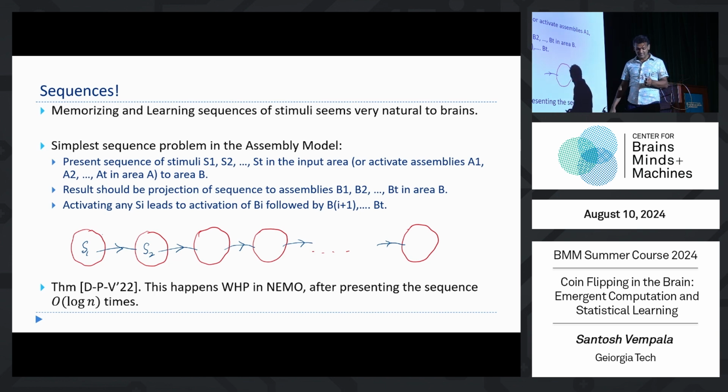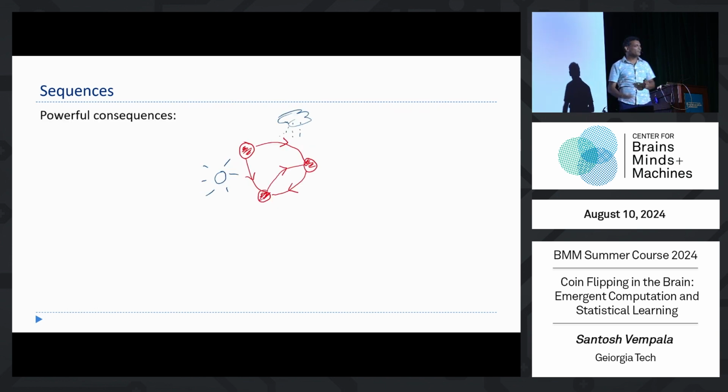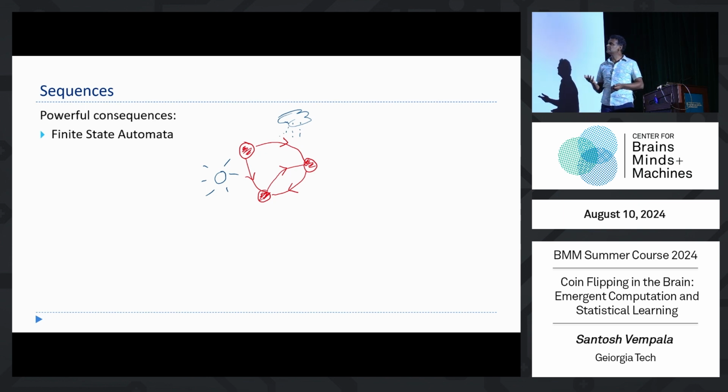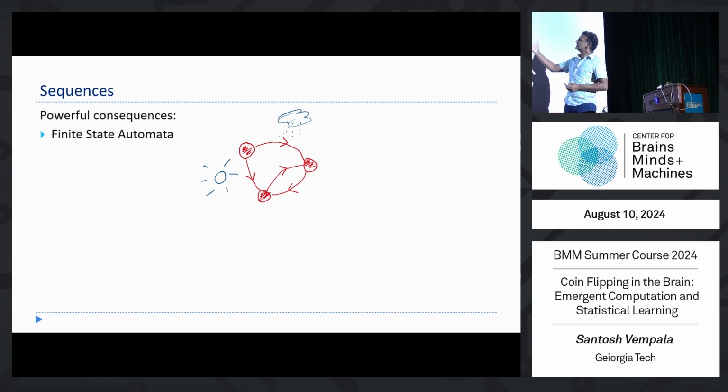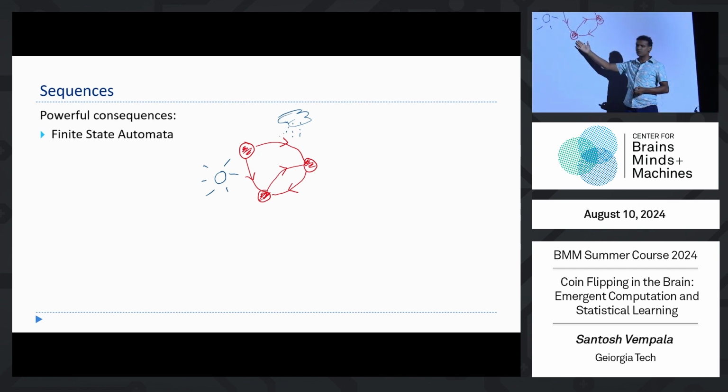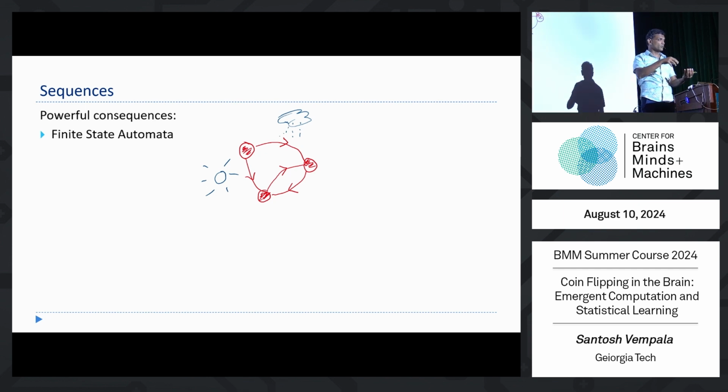Sequences. Great. But sequences have very powerful consequences. Basically, once you have sequences, you can do finite state automata. What do I mean by this? What is a finite state automaton? You have states and transitions. The transition might depend on some input, and then the transition might produce some output. Let's say it's a deterministic one. Based on your current state and the input, you do a very specific thing. You either stay or change state, and you output something. But that's a set of sequences of length 2.